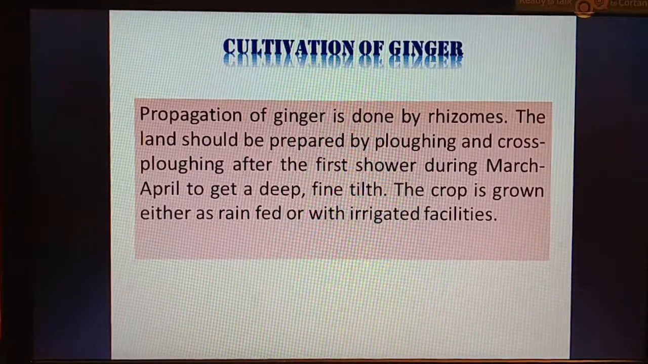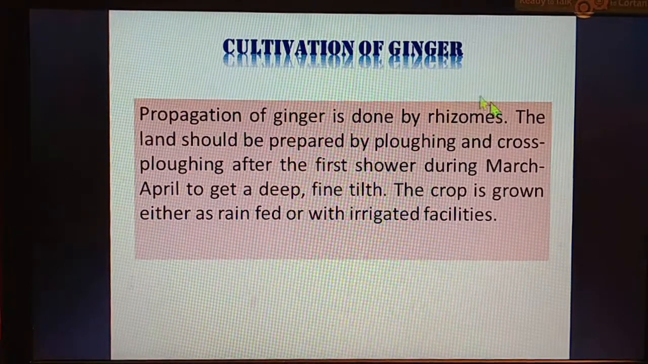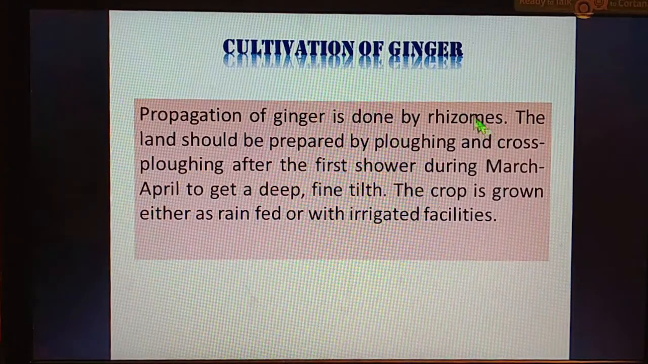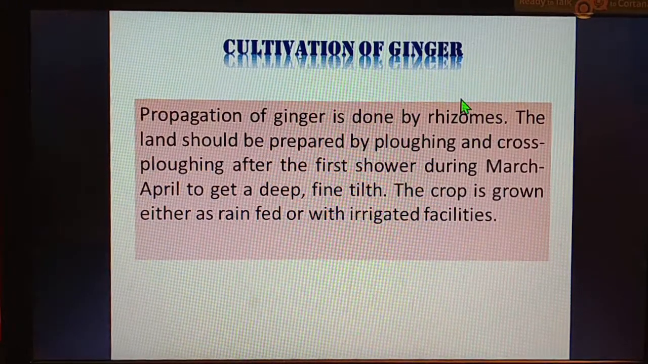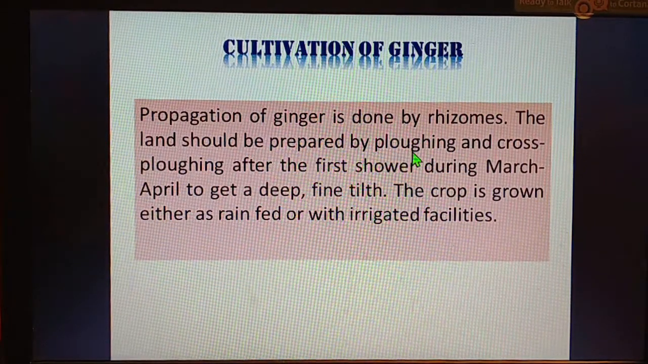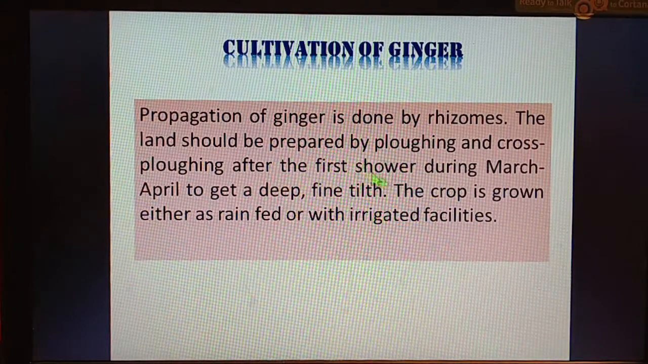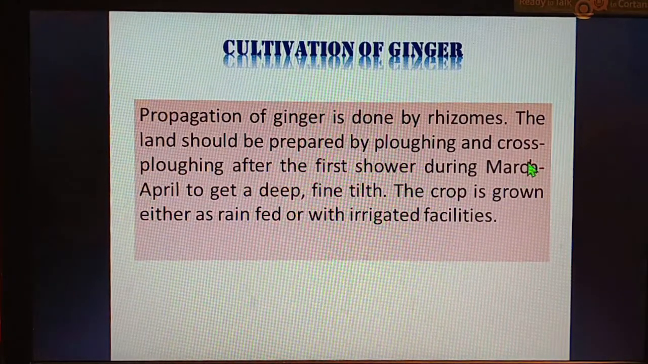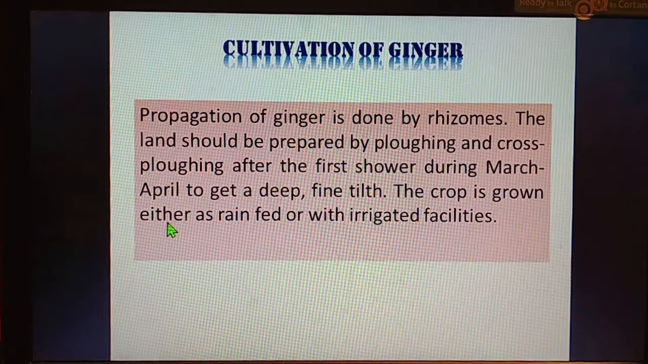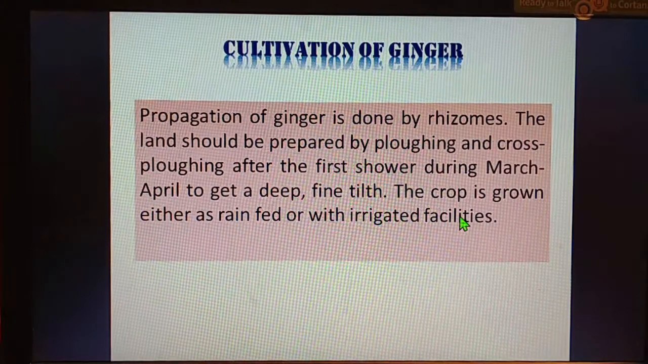Coming to the cultivation, propagation of ginger is done by rhizomes, as I had already mentioned, the rhizomes which have the bud that comes out from the rhizome. The land should be prepared by ploughing and cross ploughing after the first shower, especially during March to April, to get a deep fine tilth. The crop is grown either as rain-fed or with irrigation facilities.